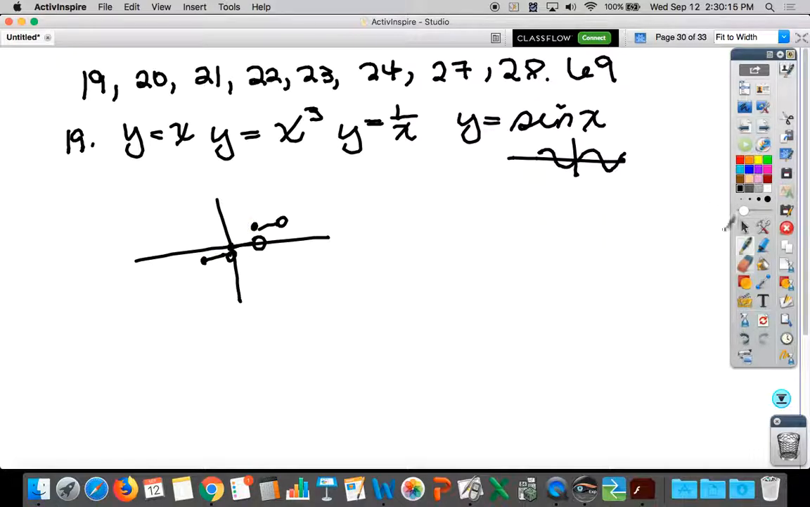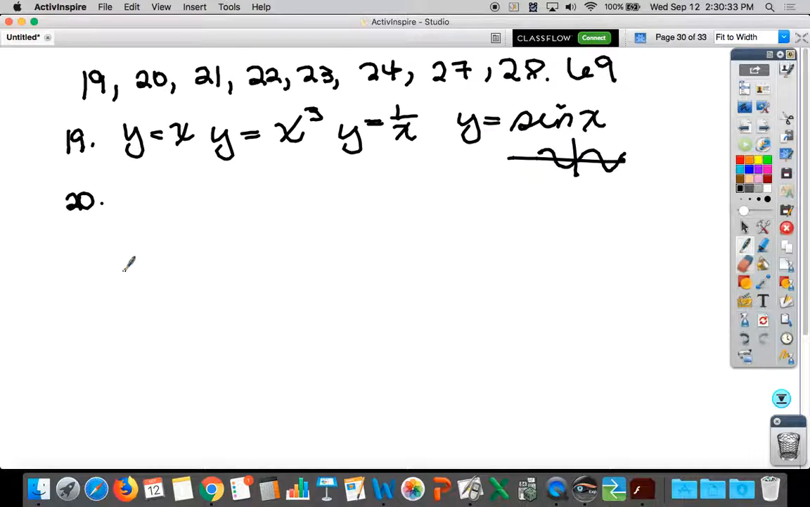It looks like it would be. The greatest integer is one of the most confusing ones because it does almost look like y equals x, and you would think it would be, but it's got some little differences about it. Yeah, good question.